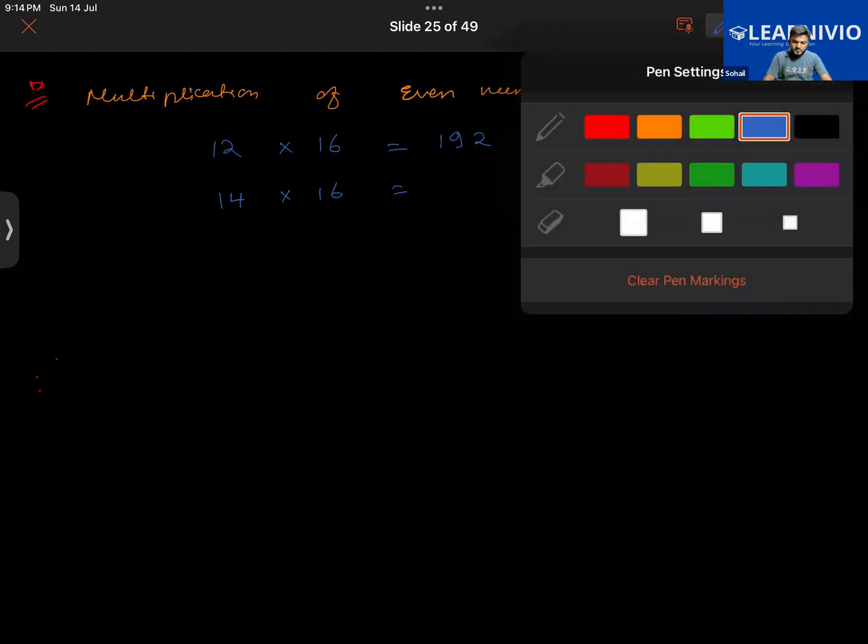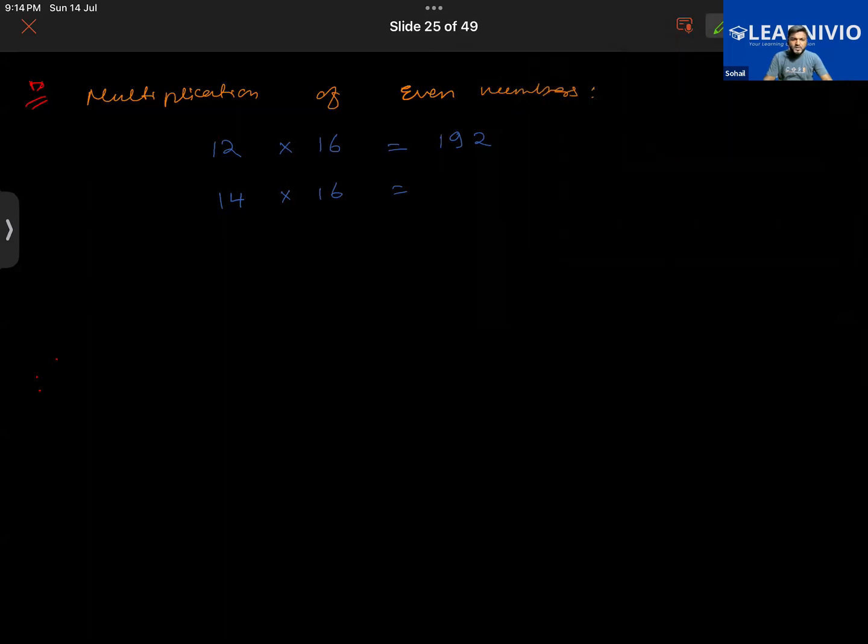Done, right? Okay. So, for example, 12 times 16 gives you 192, or 14 times 16 will give you how much? Multiply it quickly. 224. So what do we observe here? That these numbers are again even numbers. So multiplication of two even numbers gives an even number, right?